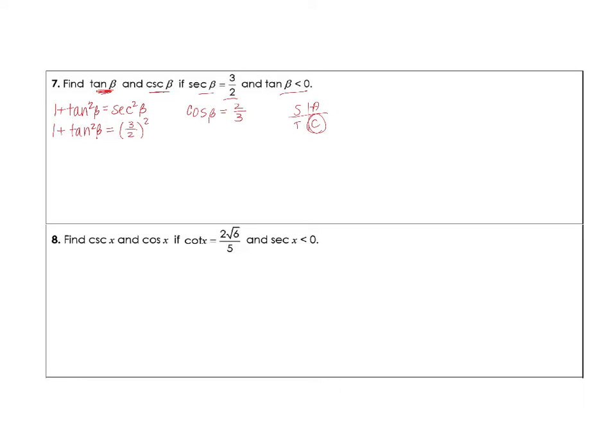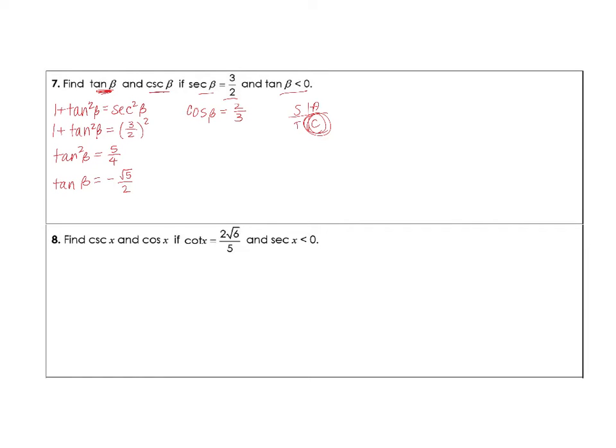And so here, what are we going to get? We're going to have 9 over 4. We're going to subtract that over. So we have tangent squared beta is equal to 5 over 4. And again, we're going to take the square root. We're going to have plus or minus. So it looks like tangent beta, we're going to have to take the negative because, again, we're in the 4th quadrant. It's going to be negative square root of 5 all over 2. So we found our tangent.